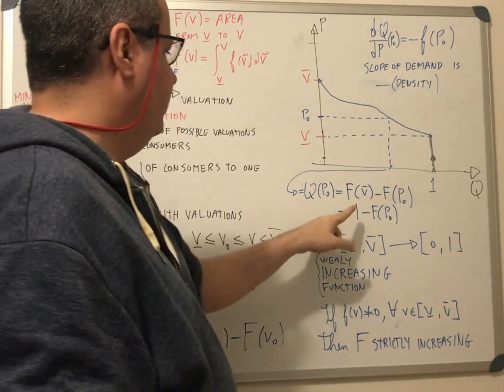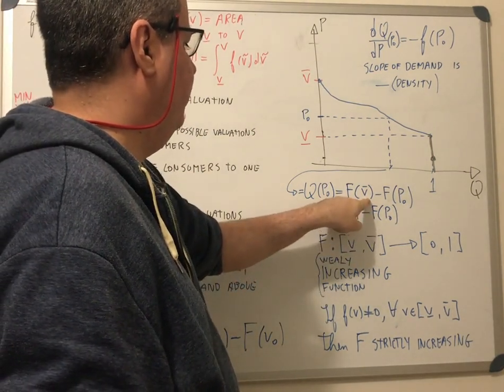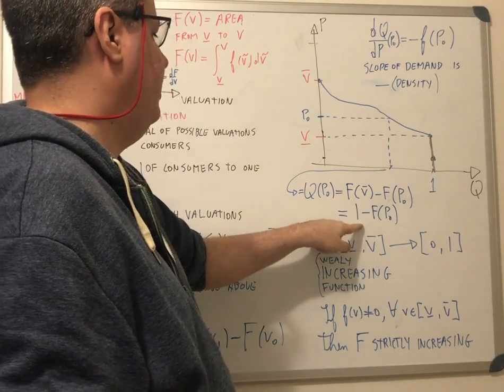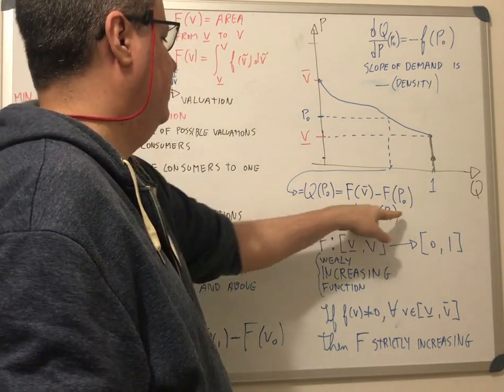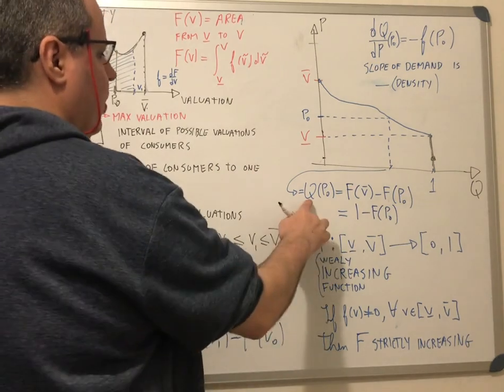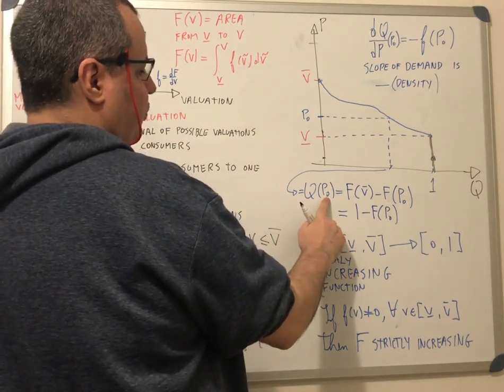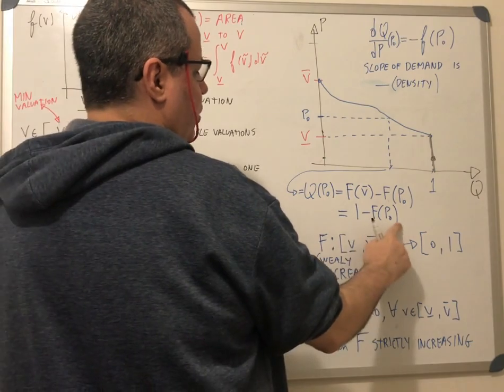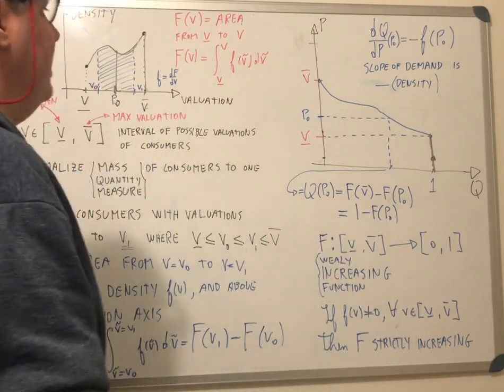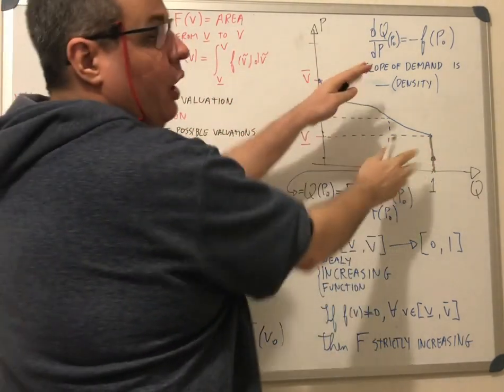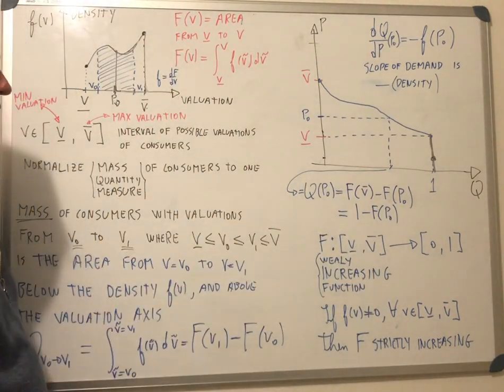Okay? Now, the cumulative distribution at V upper bar is 100%. So that's what you have. So the quantity of consumers that would pay P0 is this much here. Okay? So that's how you transport this to our usual way of doing things.